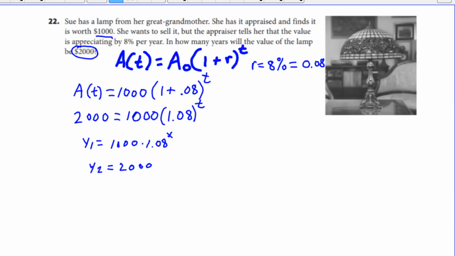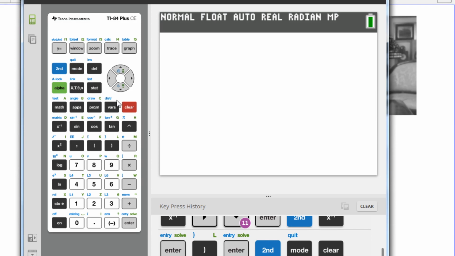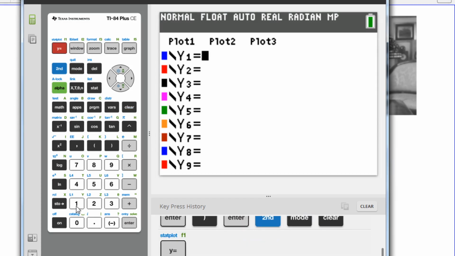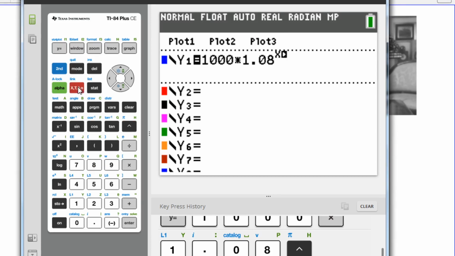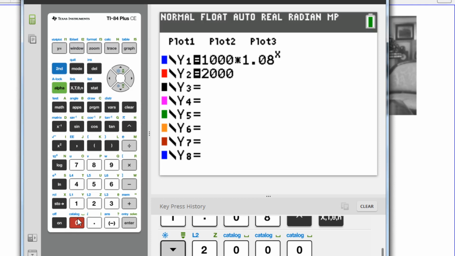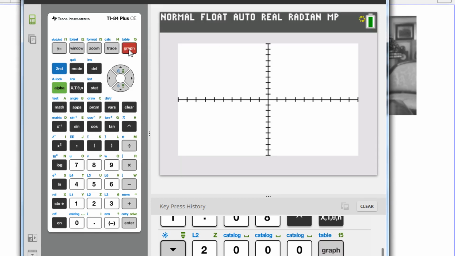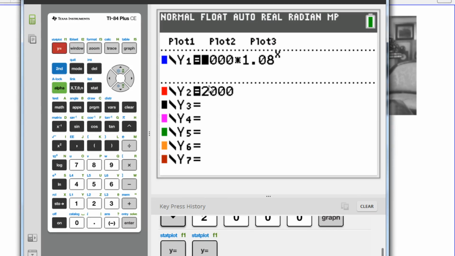So let's go to our calculator, and I'm going to clear out of here and go to our function editor. So we put in y1, 1,000 times 1.08 to the power of x, and then for y2 we're going to put 2,000. And when we graph this function, this is what we get. Don't see a heck of a lot. Why is that? Well, the reason is because our y-intercept here is 1,000 for y1 and 2,000 for our y2.